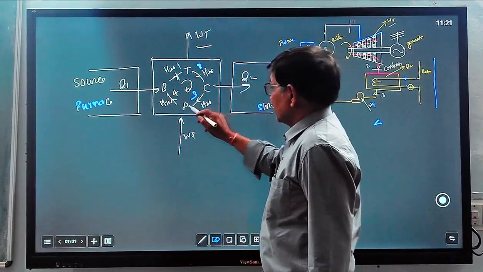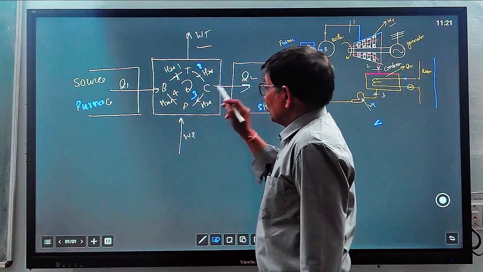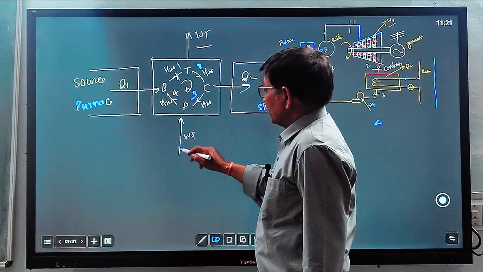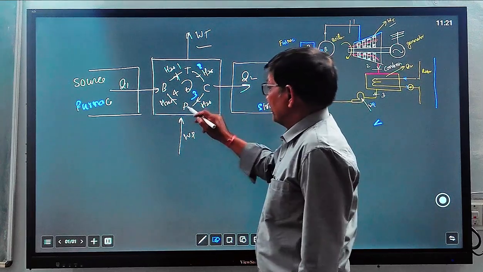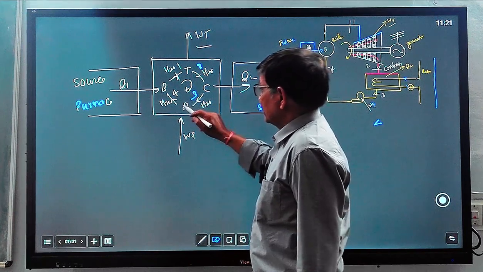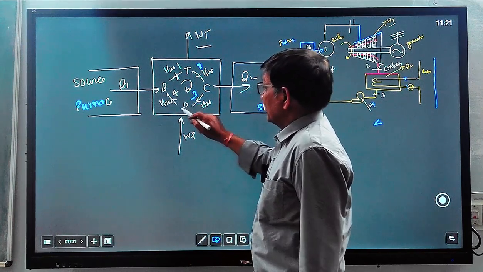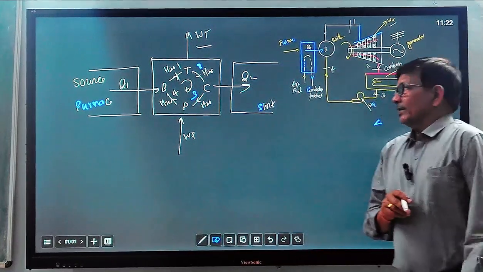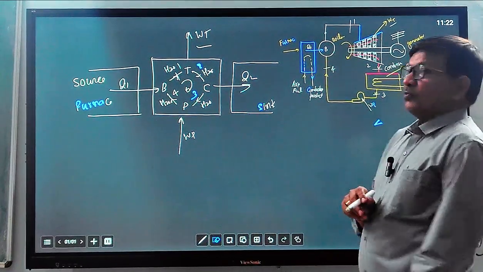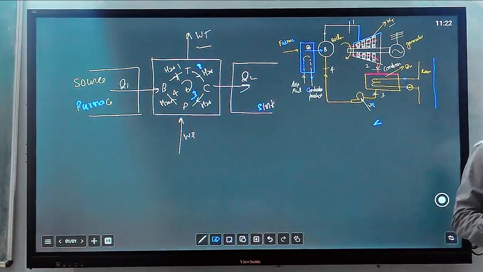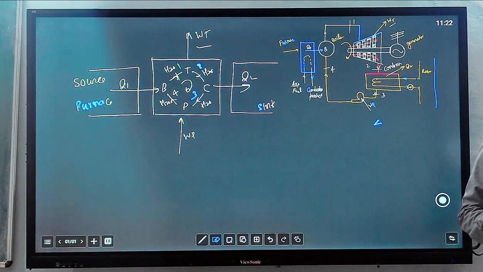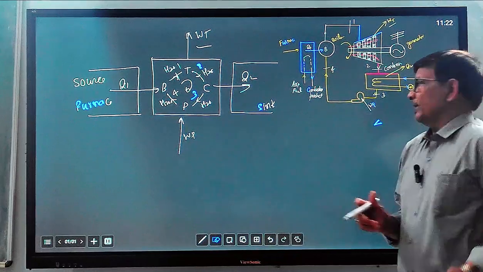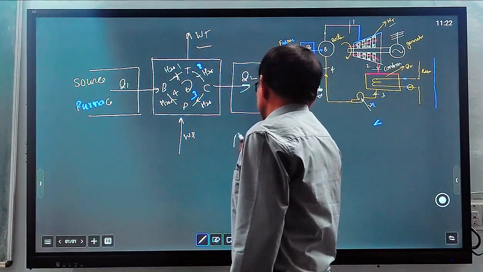From the condenser it comes to the pump. Work is supplied to run the pump, and the pump will supply this H2O, that is liquid state H2O, again to the boiler. So this is the complete cycle. In this cycle you can see one thing: for a cyclic process, net work done equals net heat supply.